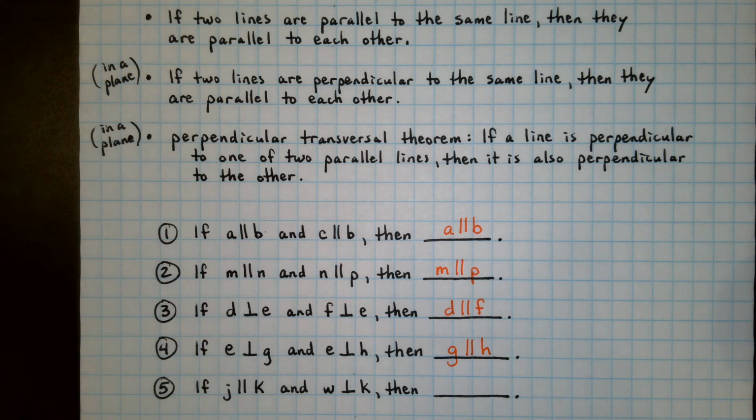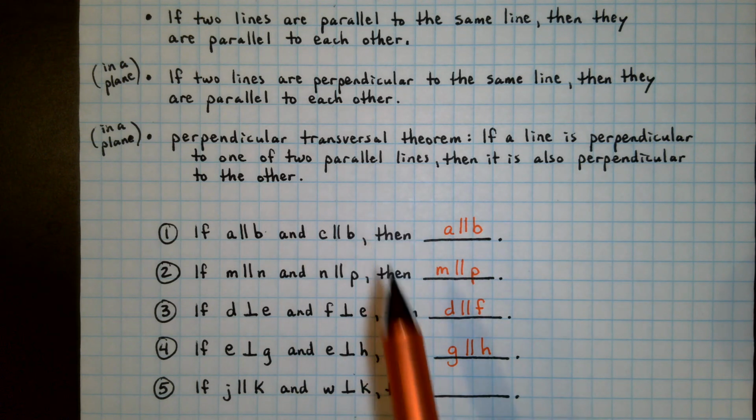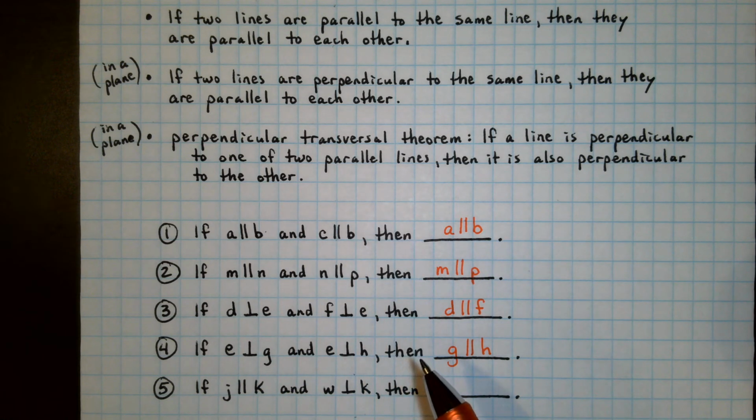The third one also requires you to be in a plane. It requires that all these lines are in the same plane. It actually has a name. It's referred to as the perpendicular transversal theorem. And it says if a line is perpendicular to one of two parallel lines, then it is also perpendicular to the other. Well, here we have two parallel lines.